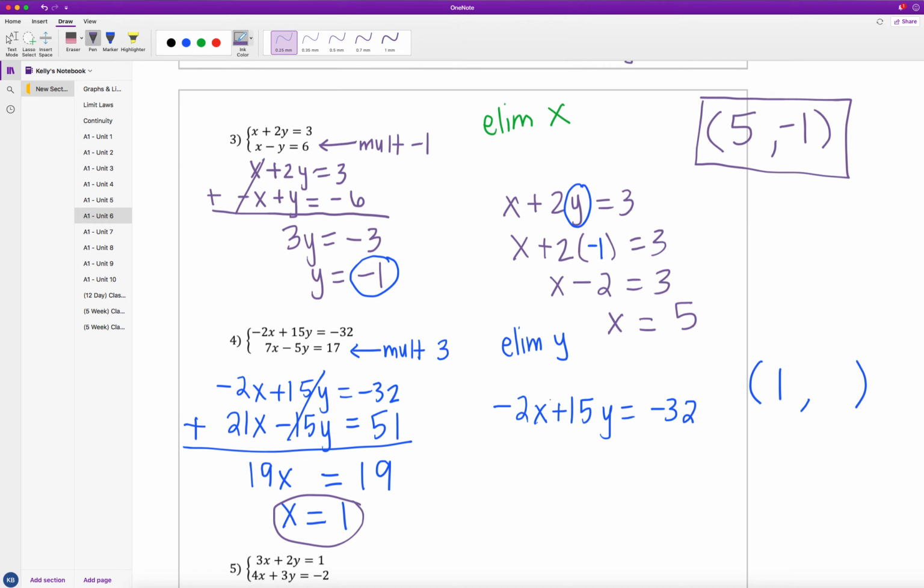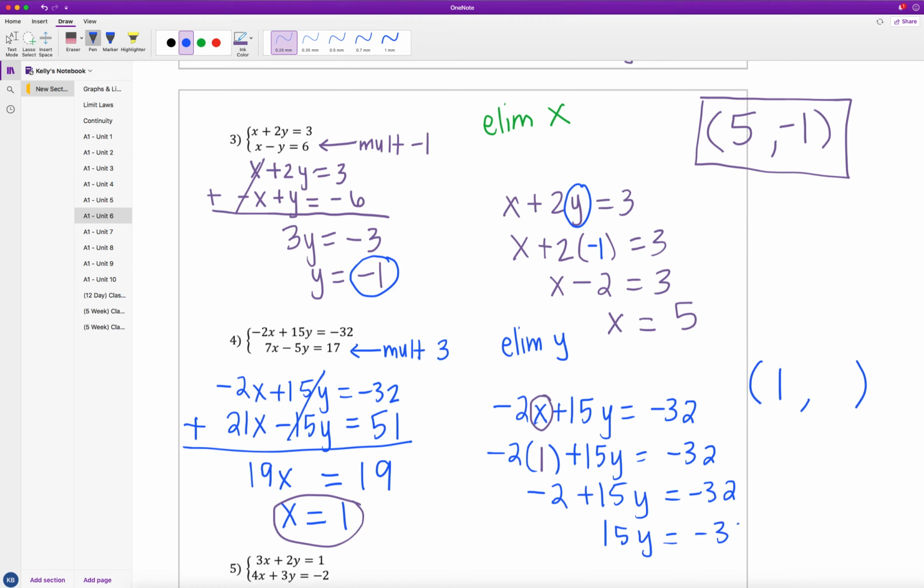My goal is to substitute in 1 for x, so I end up with negative 2 times that 1 plus 15y equals negative 32. Simplifying this, we can add 2 to both sides, and I get 15y equals negative 30. To get y by itself, I can divide through by 15, and y will be equal to negative 2. And we can substitute that in to get our final coordinate pair.